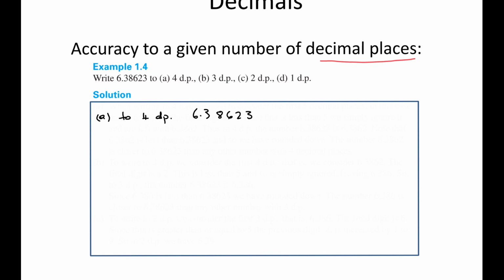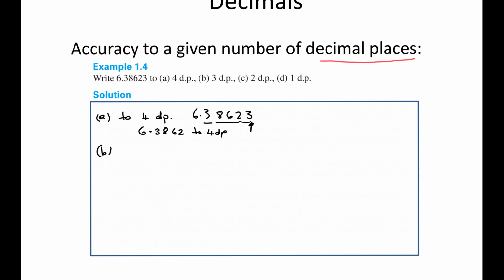6.38623. And if we've been asked to write it to 4 dp, we actually have to look at the first 5 digits after the decimal point. So 1, 2, 3, 4, 5. And we need to have a look at the 5th one. And the 5th one is only 3, so it's less than halfway. So that means we can round down. So we can say that 6.38623 is 6.3862 to 4 dp.